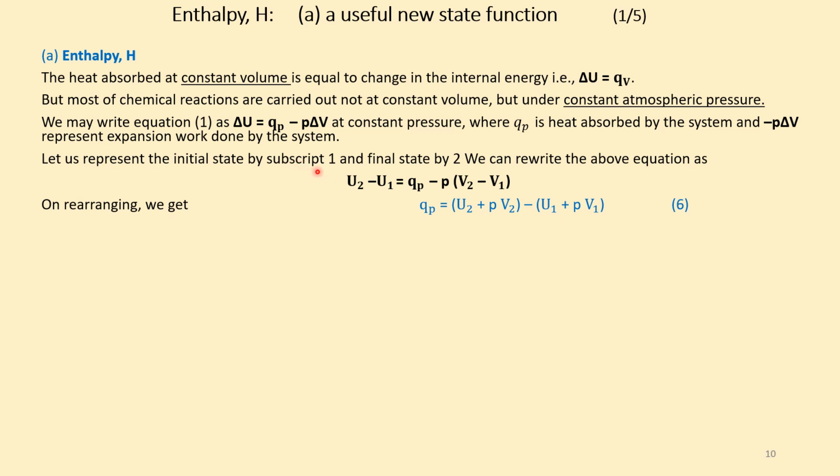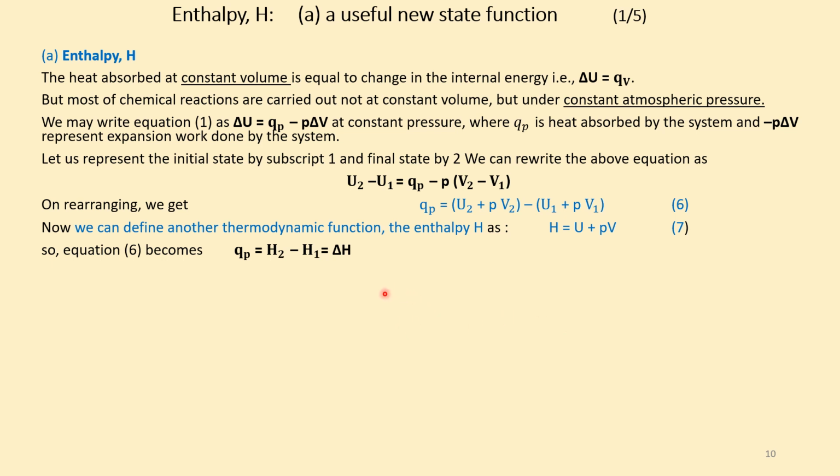Let us represent the initial state by subscript 1 and the final state by subscript 2. We can write this equation delta U as U2 minus U1 equals QP minus P into change in volume, V2 minus V1. By rearranging this equation, we can write it as QP is equal to U2 minus U1 plus P into V2 minus P into V1. Let it be equation 6. Now we can define yet another thermodynamic function, enthalpy. Please underline, which is represented by capital letter H as H is equal to U plus PV. Let it be equation 7.